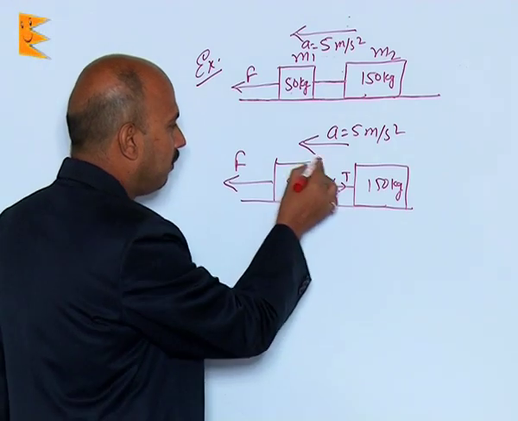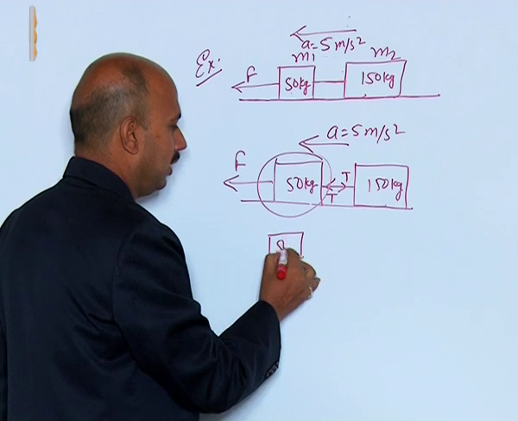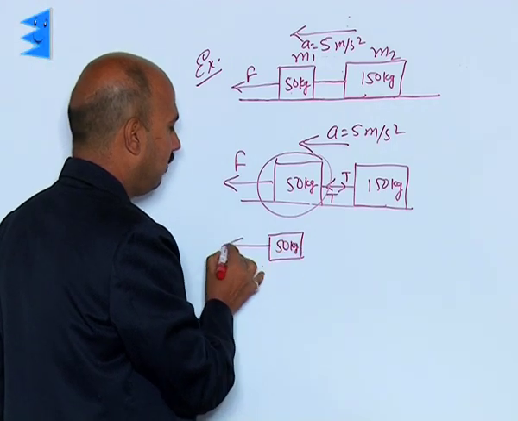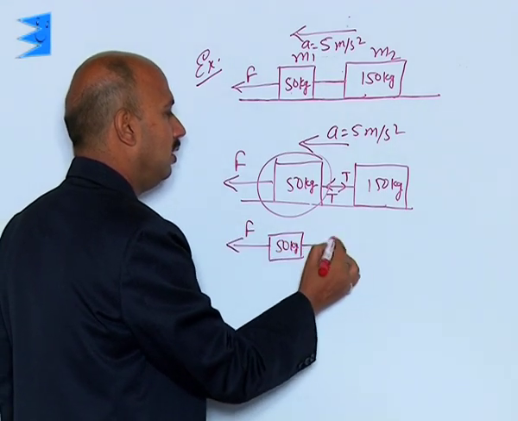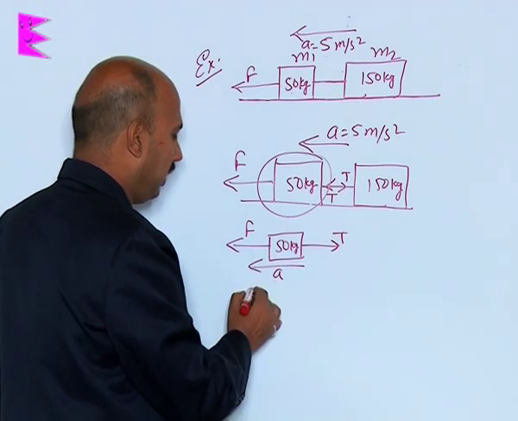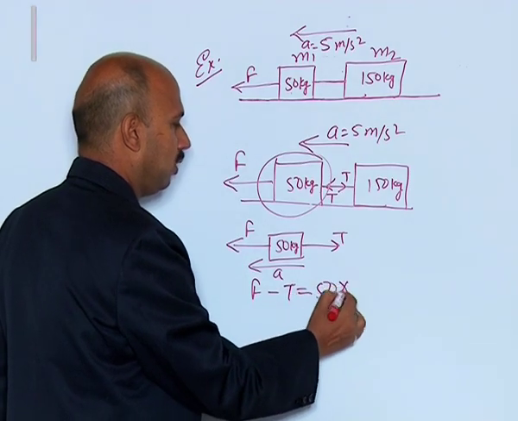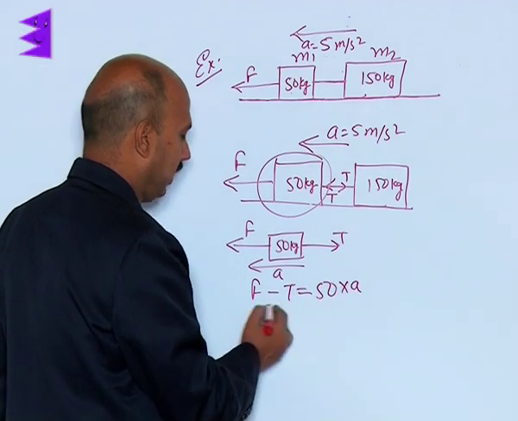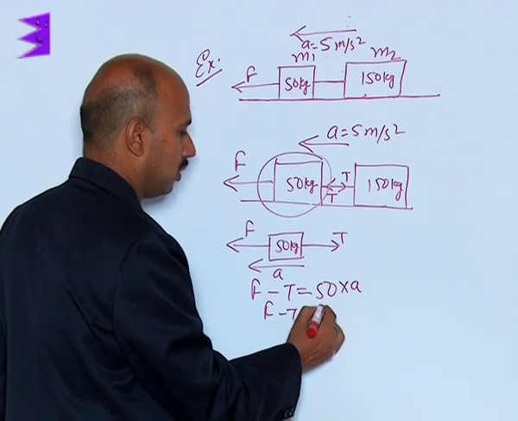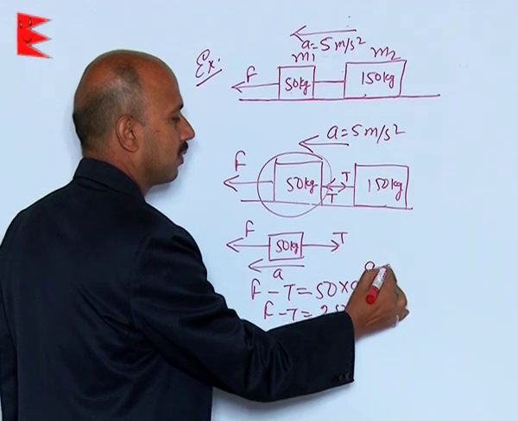First we take body one. If you take this body, you will see there is 50 kg, force F is acting to this side, T is acting to this side, a is acting to this side. We can write net force F minus T is equal to 50 into a, that means F minus T is equal to 250, because a is equal to 5.